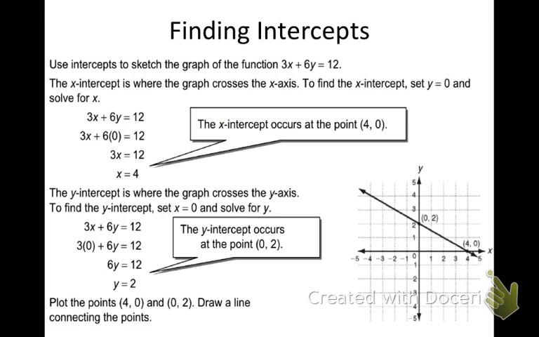All right, so that's linear functions. Pretty good. Next thing we're going to talk about is finding intercepts. Again, intercepts are where it crosses the x and the y axis, so you can use intercepts to sketch the graph. Again, x-intercept is where the graph crosses the x-axis. Key here: to find the x-intercept, set y equal to 0. Well, why do I set y equal to 0?